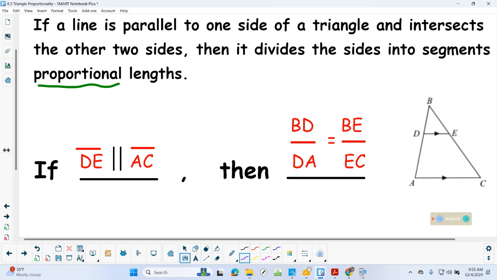For some reason, I think this is one of the easier sections of the four because it's so simple to set up. I don't have to read a similarity statement and match up all these letters and do all this crazy stuff. This is always going to be the situation. So look at your sides. BD over DA. You just stay on the same side and write those over each other, and then you set it equal to BE over EC. You put those sides over each other.